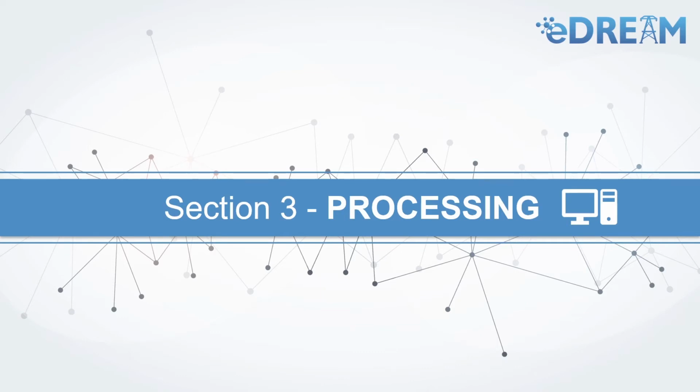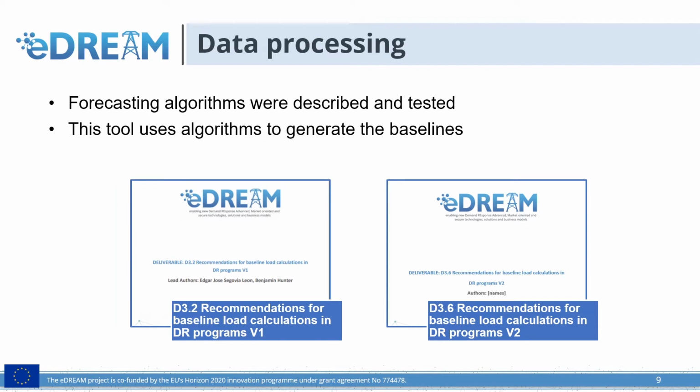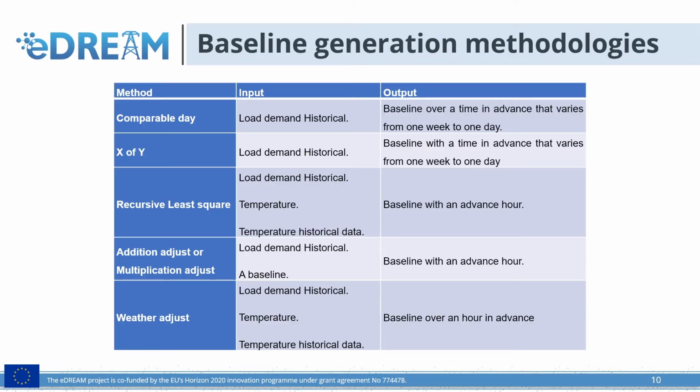Now I will go with the next section, the processing data. The processing data uses forecasting algorithms, and all those algorithms are described in deliverable 3.2, which is already published. Deliverable 3.6 will be published at the end of the project and goes deeper into all the algorithms and methodology used to generate the baselines. The methodologies studied in this project are comparable day, x of y, recursive least squares, additional adjustment, multiplication adjustment, and weather adjustment.